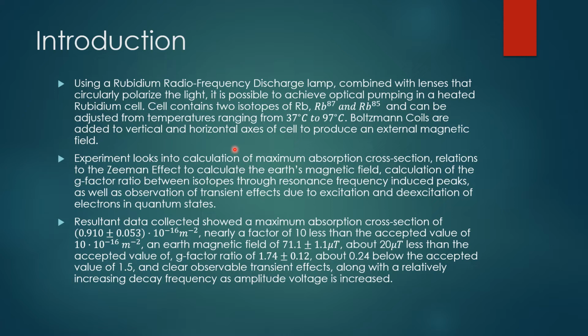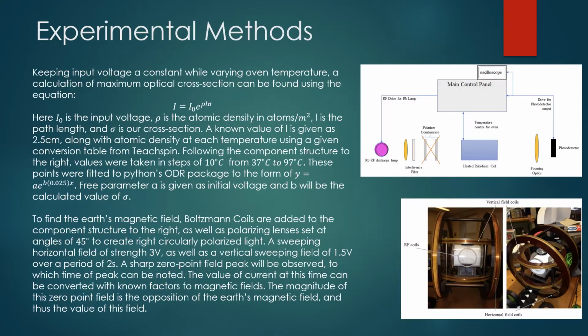Our resultant data gave us a cross-section of about 0.910 plus or minus 0.053, which was nearly a factor of 10 less than the accepted value of 10 times 10 to the negative 16. An Earth magnetic field of 71.1 plus or minus 1.1 microtesla, which is about 20 percent less than the accepted value. A g-factor ratio of 1.74 plus or minus 0.12, which is about 0.25 off, and clear observable transient effects, along with a relatively increasing decay frequency as amplitude voltage was increased.